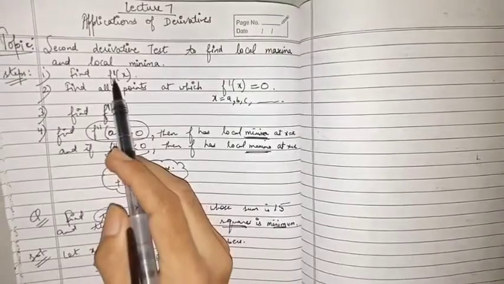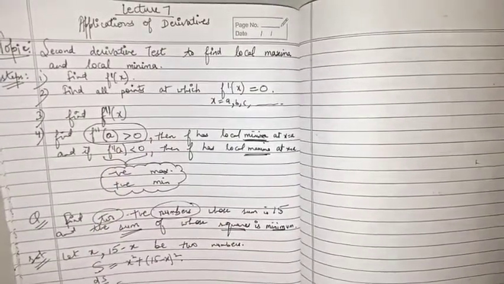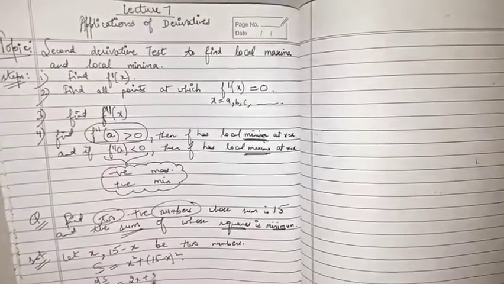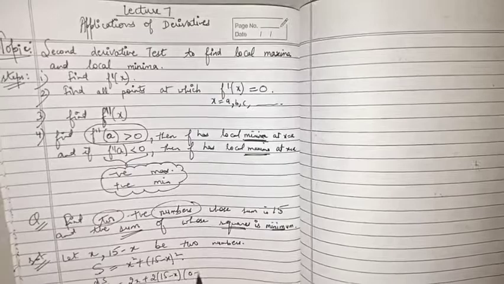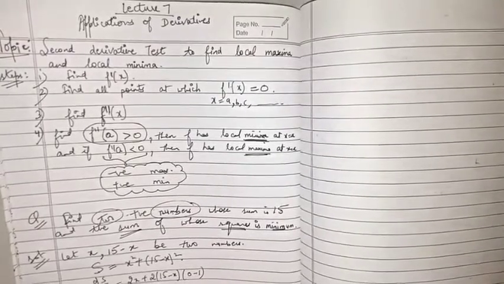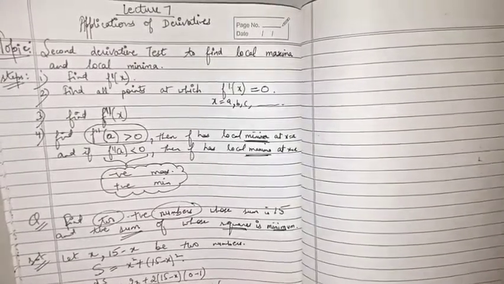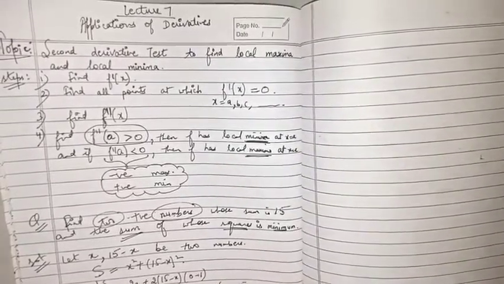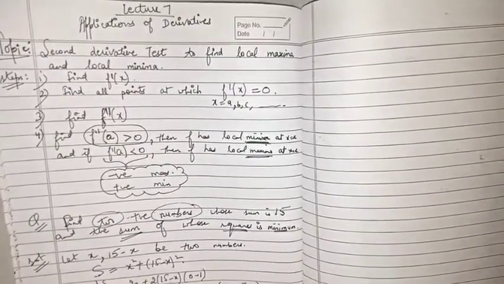So what is the first step? First find the derivative. So dS by dx is 2x plus 2 into 15 minus x into 0 minus 1. It will be 2x minus 2 into 15 minus x. 2 common, x minus 15 plus x. 2 into 2x minus 15.